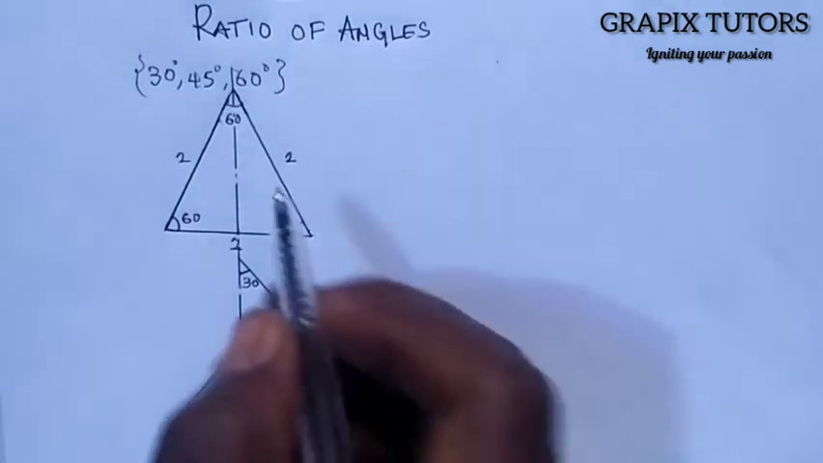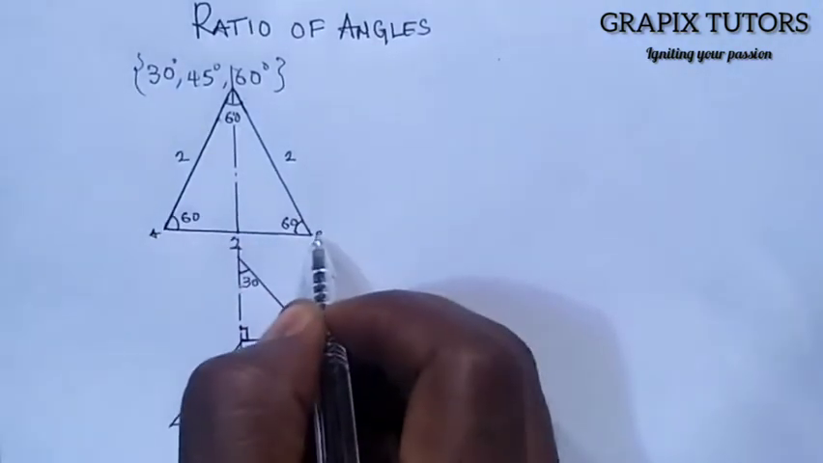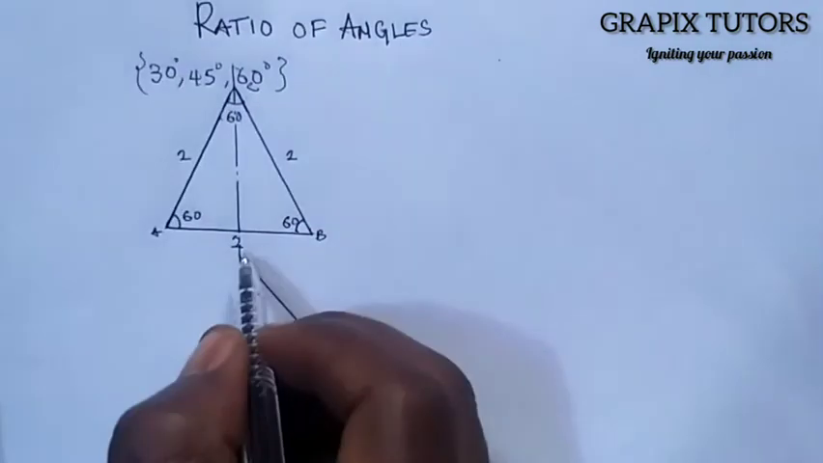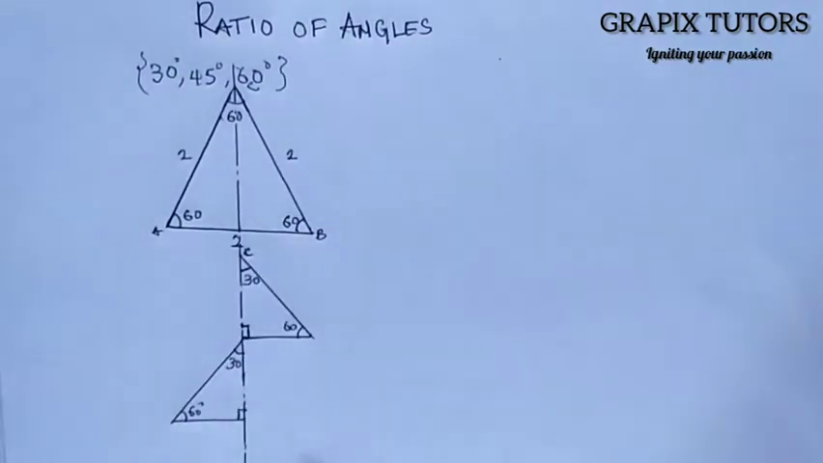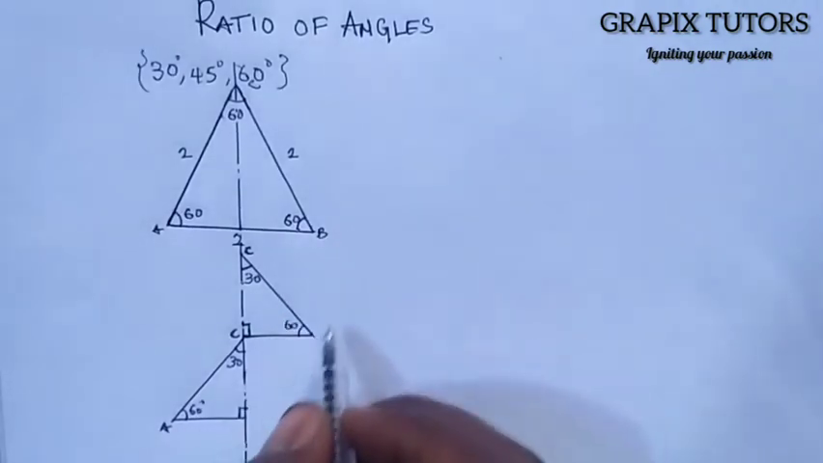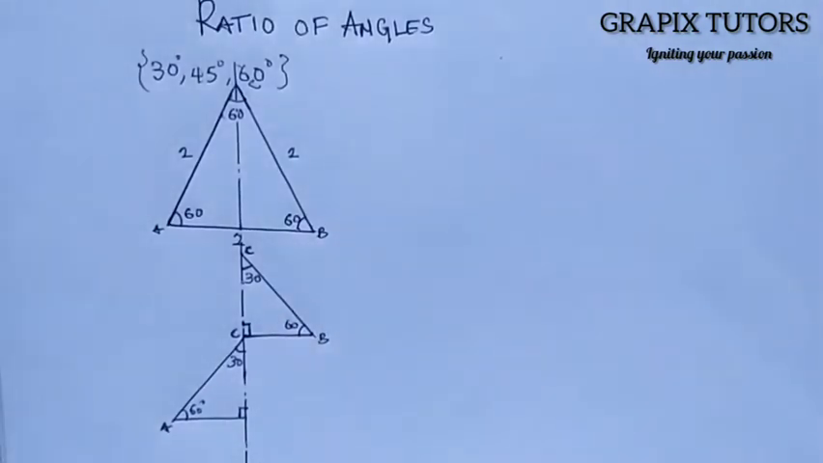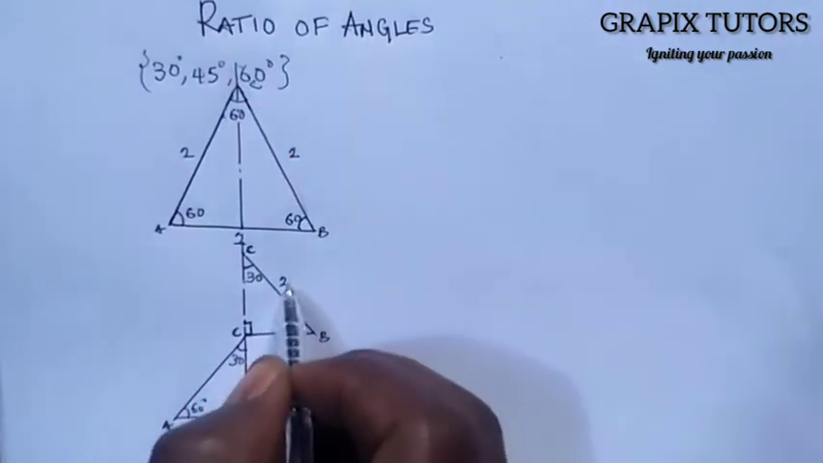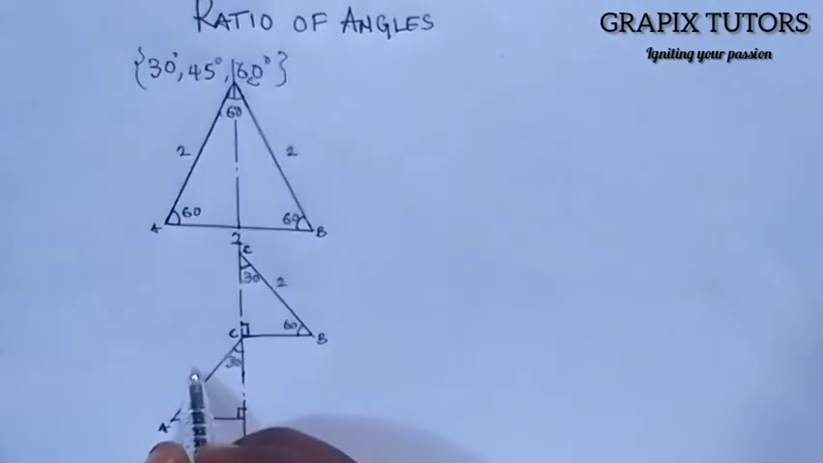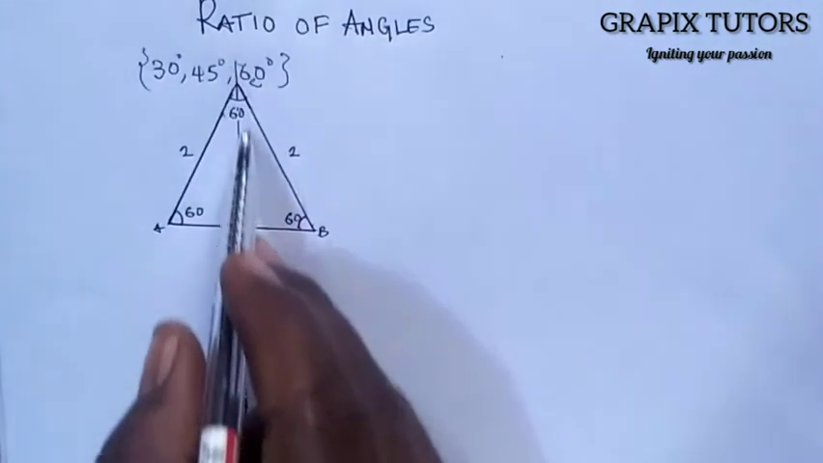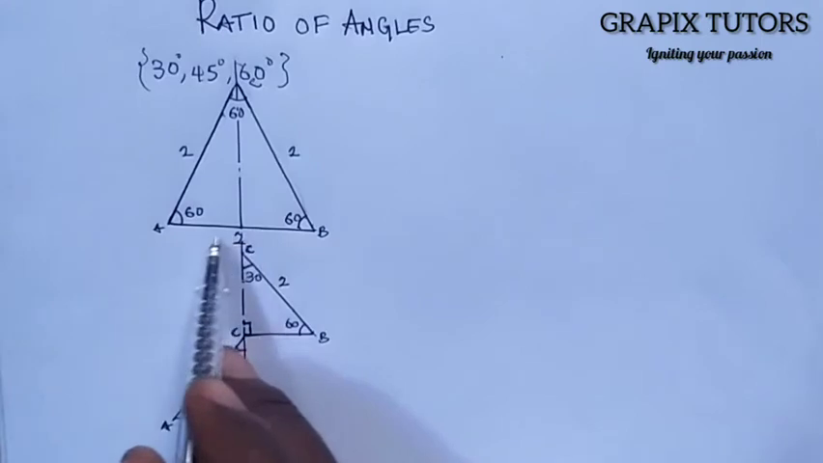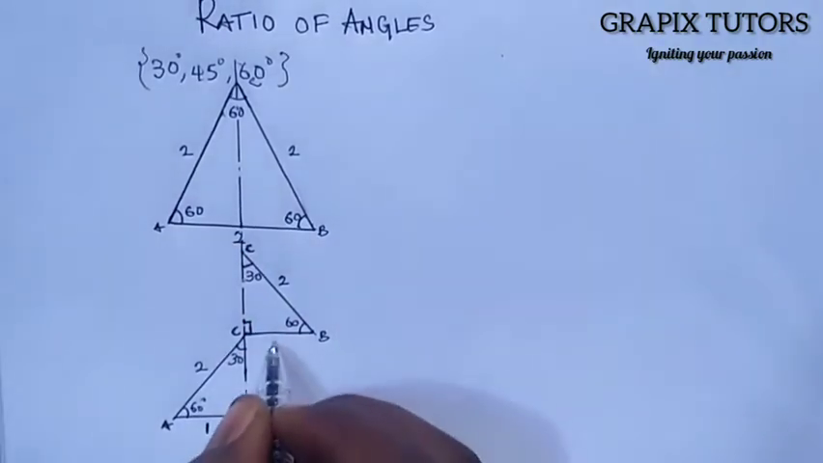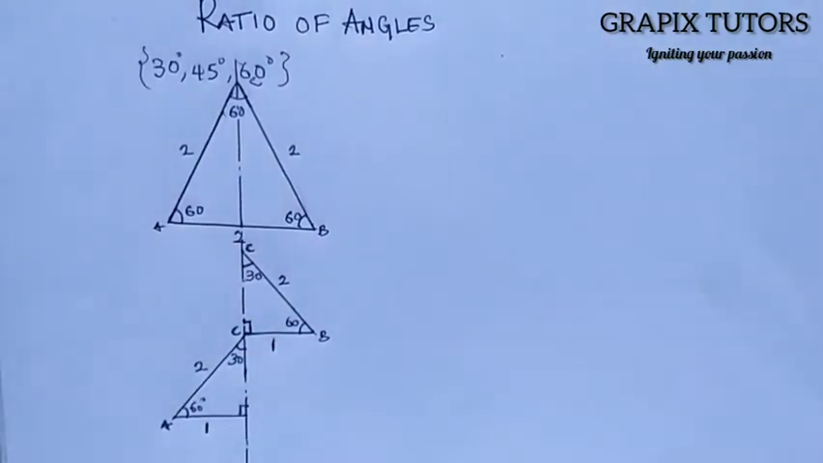So let's assume that the triangle is A, B, C. This point here will be C, this point here also will be C, here will be A, here will be B. Are we good? Now, we said this side here is 2 units, here also 2 units. Since I have divided it into 2, here will become 1 unit and 1 unit.